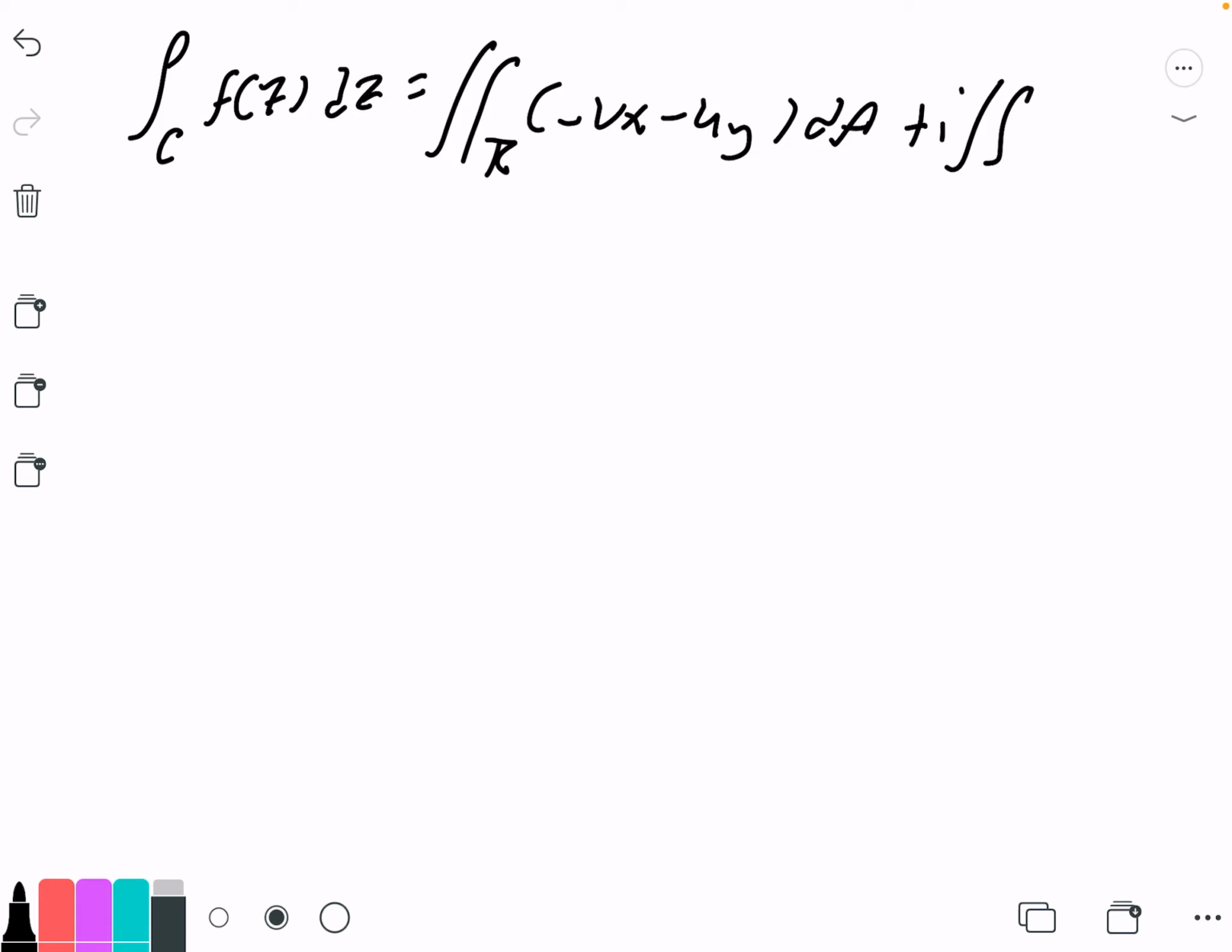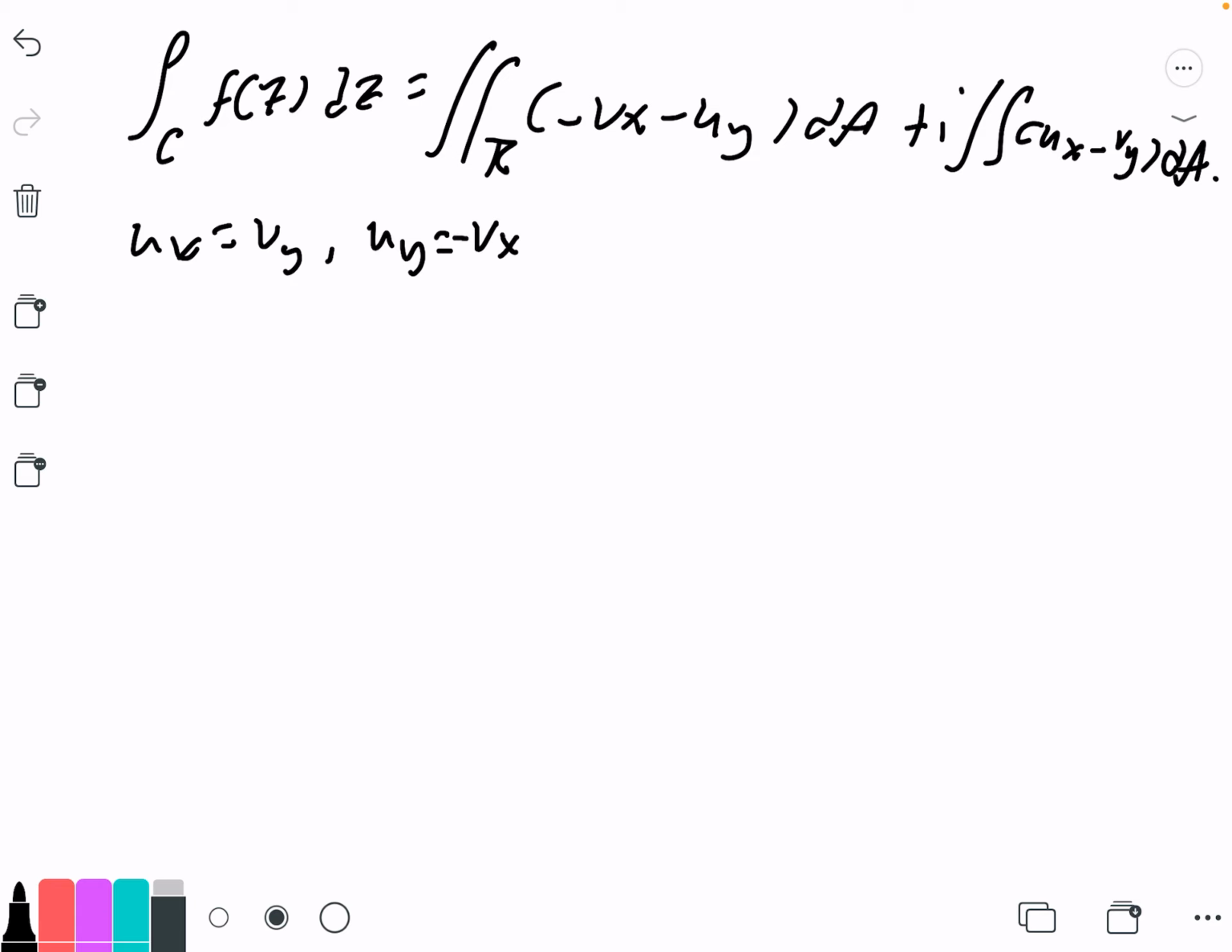And we're going to split it up into two integrals. Minus v of y dA. Right. And now we're going to make one more assumption, that f is a holomorphic function. So if you remember, we covered the Cauchy-Riemann equation before. And then from those, we have that ux equals vy, and uy equals minus vx.